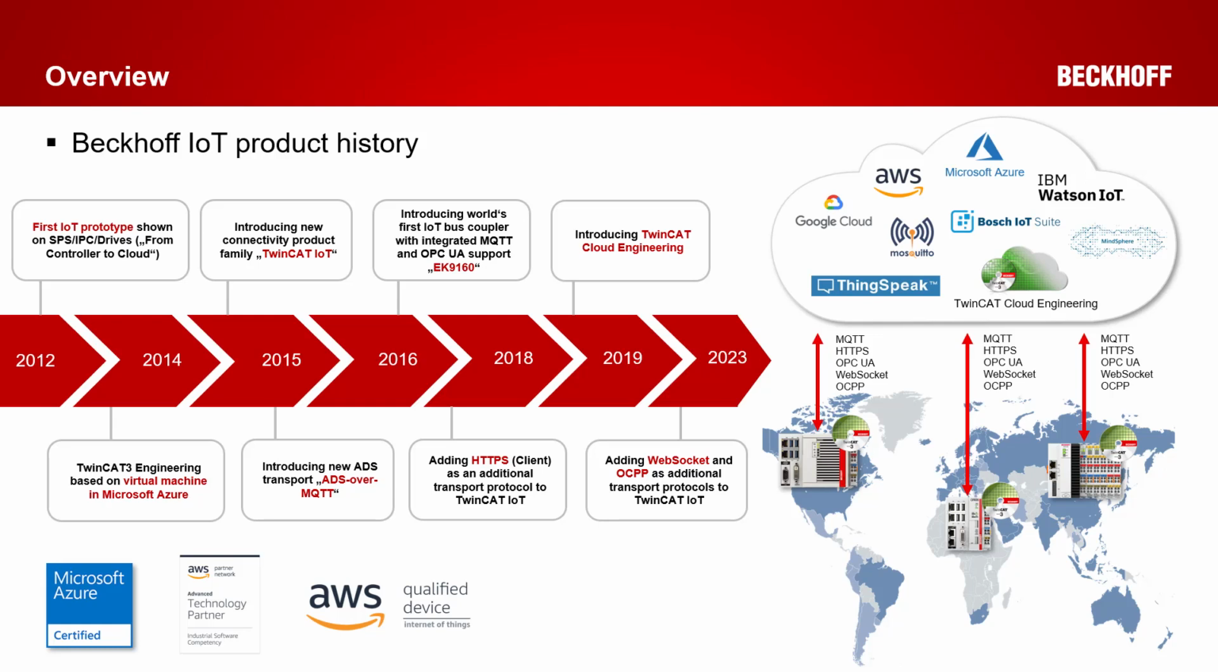With TwinCAT IoT, our users can establish a secure and bidirectional data communication between a TwinCAT device and a cloud service. And I think it's important to understand that we do not force our customers to use a specific cloud service provider because we want to keep our openness and our open ecosystem. And in the end, this is a trust relationship that our customers have to make. So over the years, more and more communication protocols have been added to TwinCAT IoT. And right now, we have support for the protocols MQTT version 3, MQTT version 5, HTTPS, WebSockets, OPC UA PubSub, and OCPP.